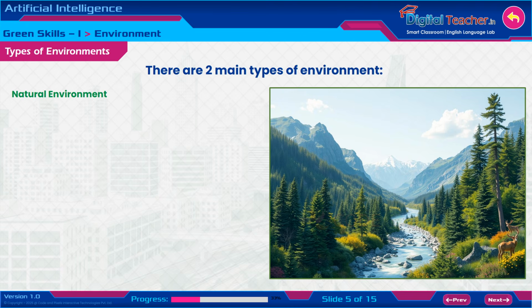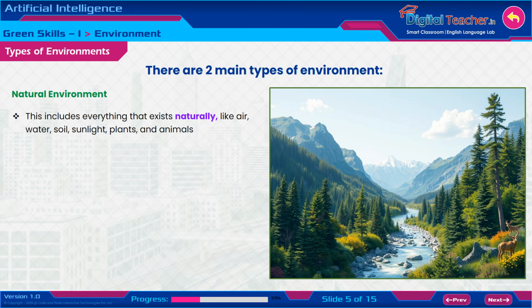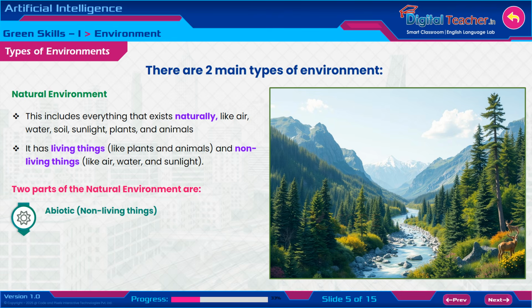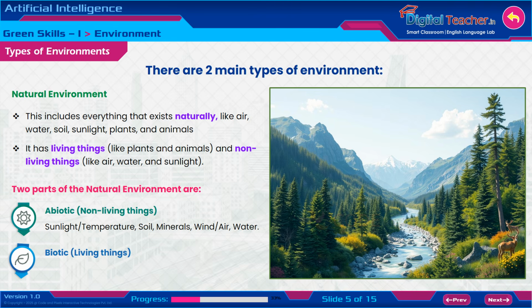Natural environment. This includes everything that exists naturally, like air, water, soil, sunlight, plants, and animals. It has living things, like plants and animals, and non-living things, like air, water, and sunlight. 2 parts of the natural environment are abiotic, non-living things: sunlight or temperature, soil, minerals, wind or air, water. Biotic, living things: plants, animals, and other living organisms.